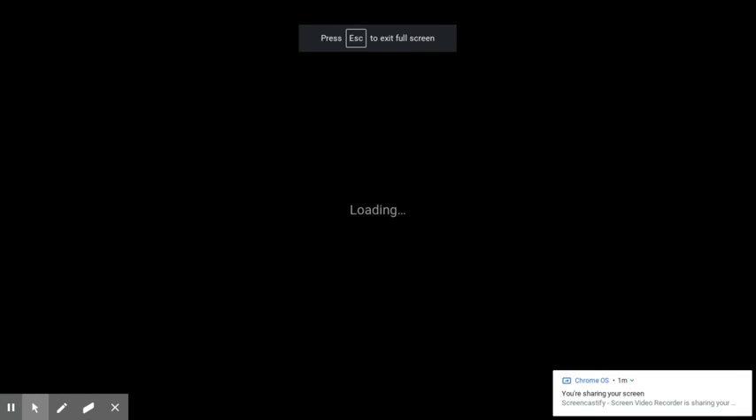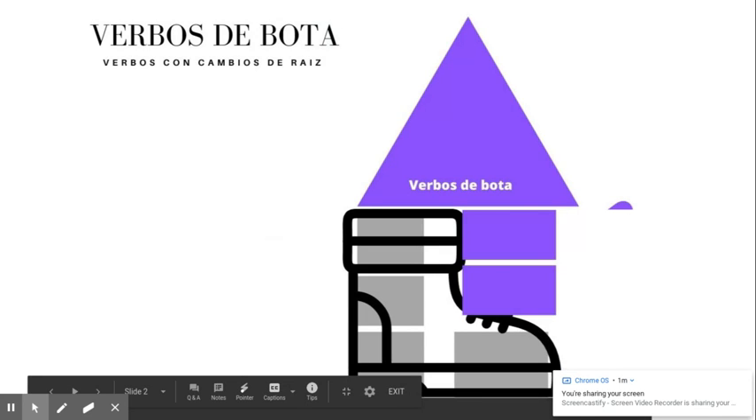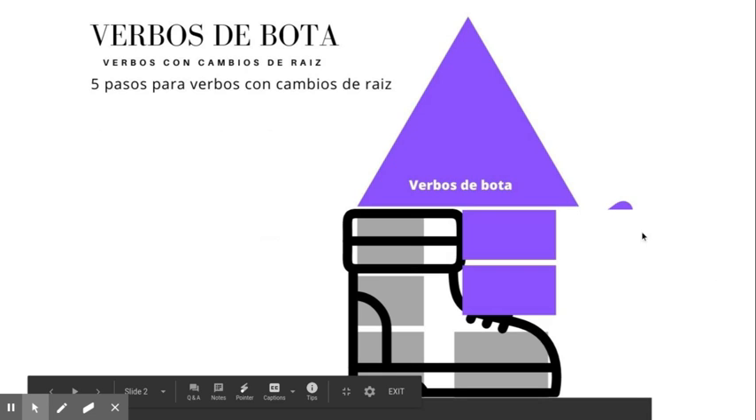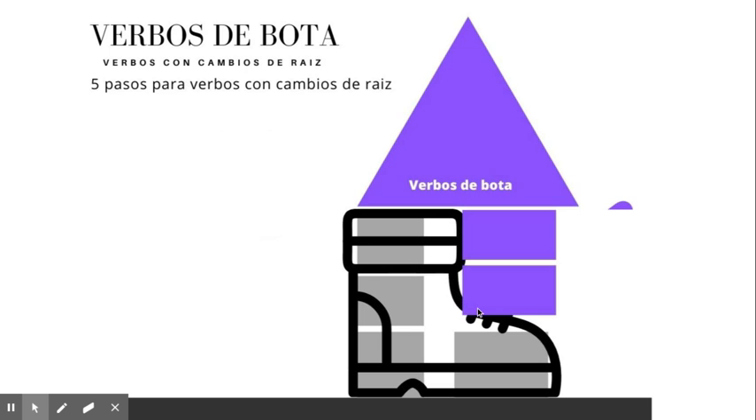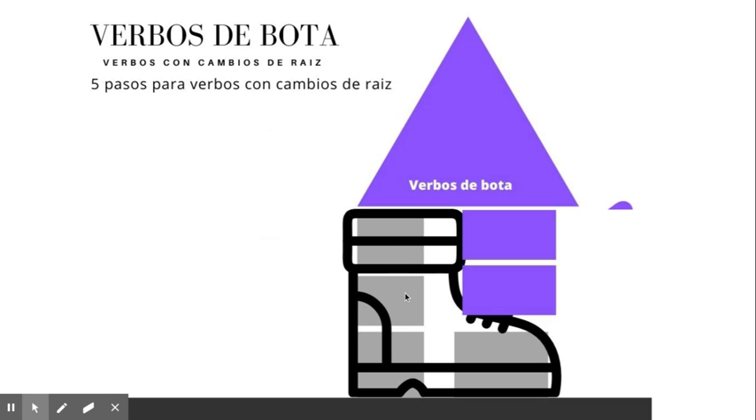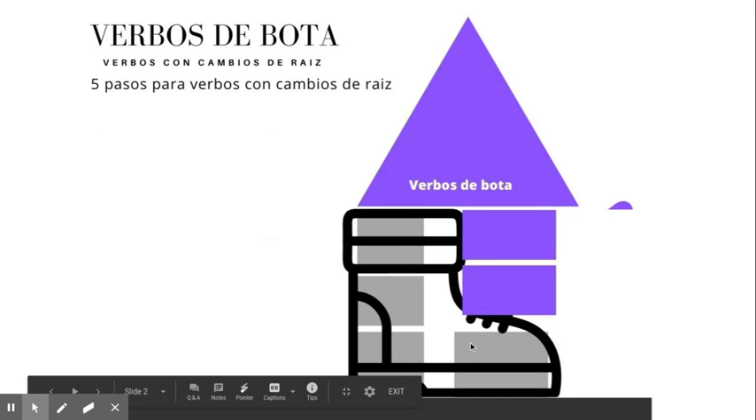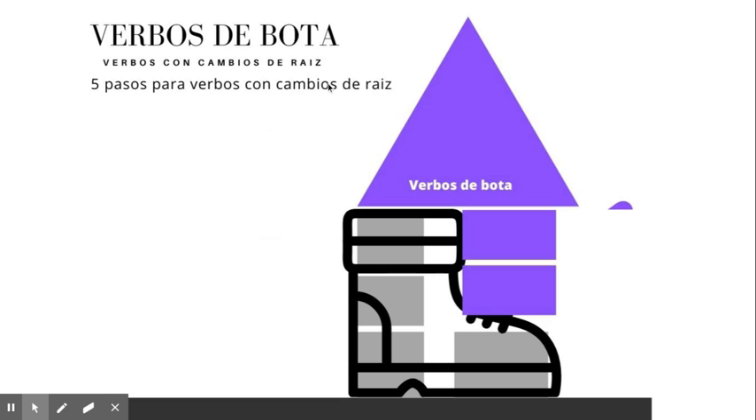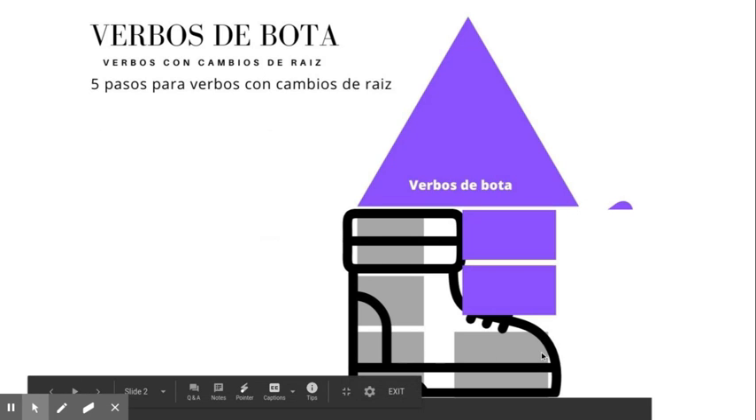Ok, tenemos verbos de bota. Ok, ¿por qué se llaman verbos de bota? If we draw a boot, okay, because these are called stem-changing boot verbs, inside our verb house, where the boot would fall are conjugations of yo, tú, él, ella, usted, ellos, ellas, ustedes. And that's where we have to do this stem change that we're talking about, okay? Only stem change inside the boot.